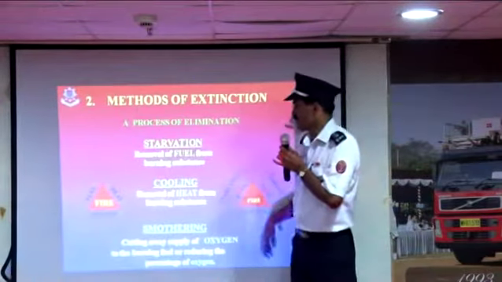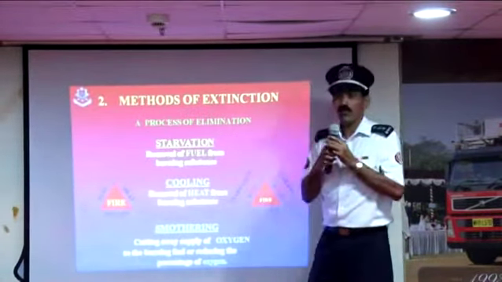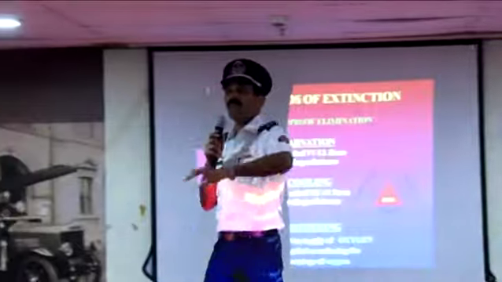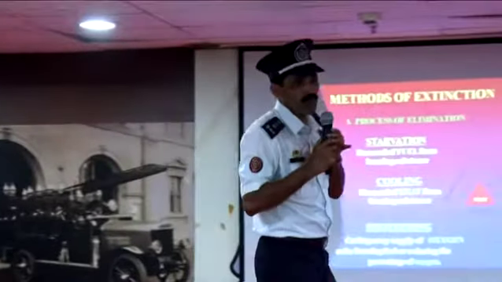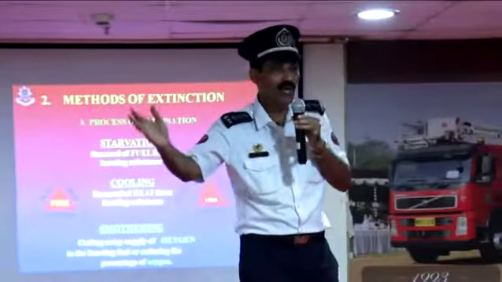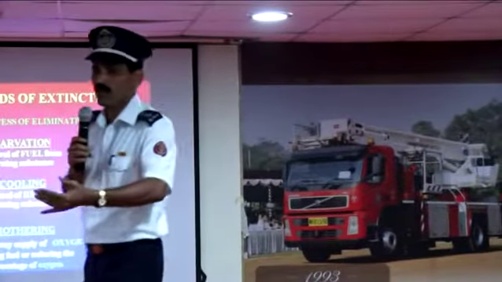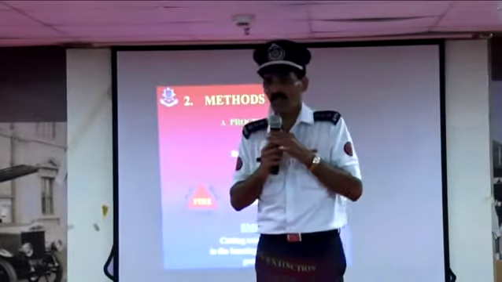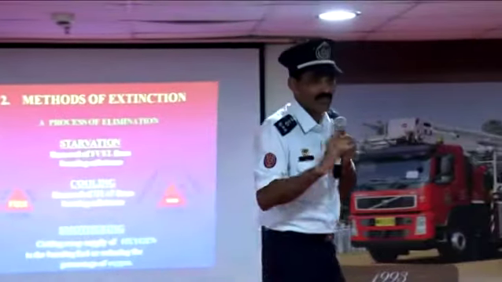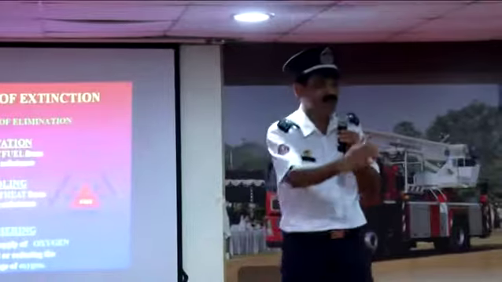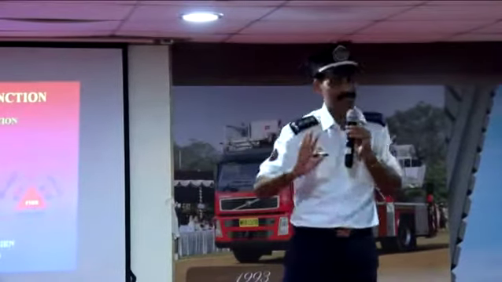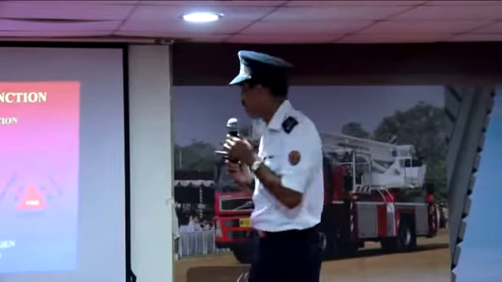Then starvation, removal of fuel from burning substances. So there is a fire in a big godown. Fire started at one corner. You don't have water. So what will you do? Either you remove that burning material outside the godown, or you take unburned material out from near the burning material. Or there is another method: you can keep a gap in between the burning material and the unburned material. So that method is also termed as starvation.